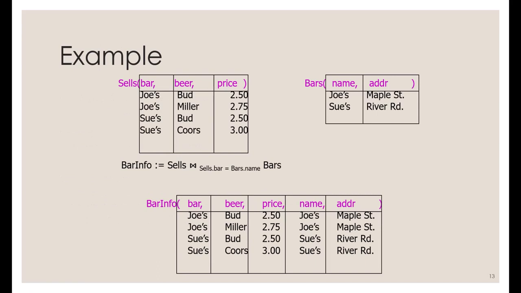Okay, here is another example. We are joining bars and cells and bars. We're setting cells.bar equal to bars.name. And this will be what you're getting as a result.